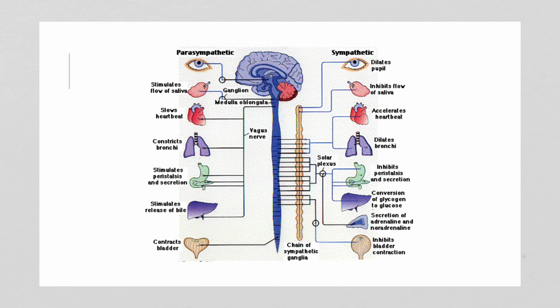So this diagram kind of shows the difference between the two. The parasympathetic nervous system, like we said, is the rest and digest. It would stimulate the flow of saliva to help you digest food. It will slow your heartbeat down to rest. It constricts your bronchi so it doesn't open up your airways.